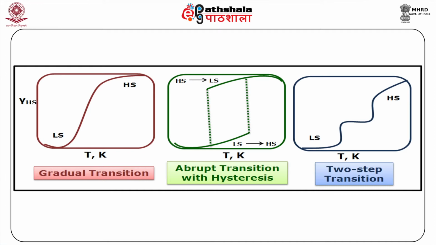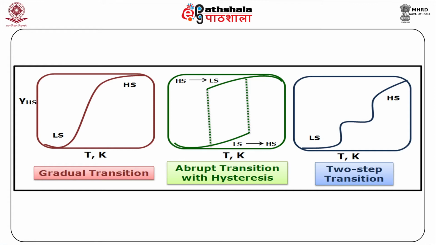The gradual transition curve is an indication that not all metal centers within a complex are undergoing the transition at the same temperature. The abrupt spin change with hysteresis indicates a strong communication between neighboring metal complexes. In the latter case, the material is bistable and can exist in the two different spin states with a different range of external stimuli for the two phenomena, namely low spin to high spin and high spin to low spin.